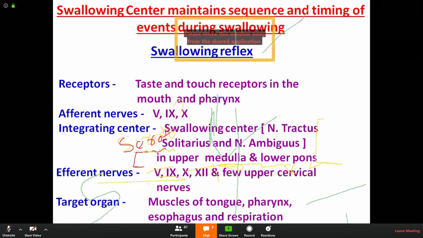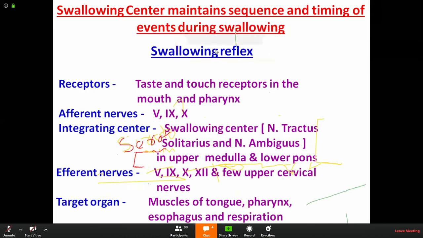Whoever has written those markings and made the screen unclear, please clear it out. Don't write anything on the screen, please.